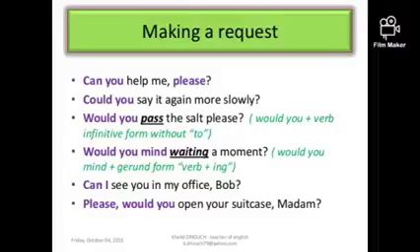So whenever we have can, could, would, we use bare infinitive, the verb as it is, okay? Help, say, open. But if we have would you mind, we put the verb with ing. Would you mind waiting? Would you mind listening? Would you mind opening the window, for example? So this is the difference between these expressions.